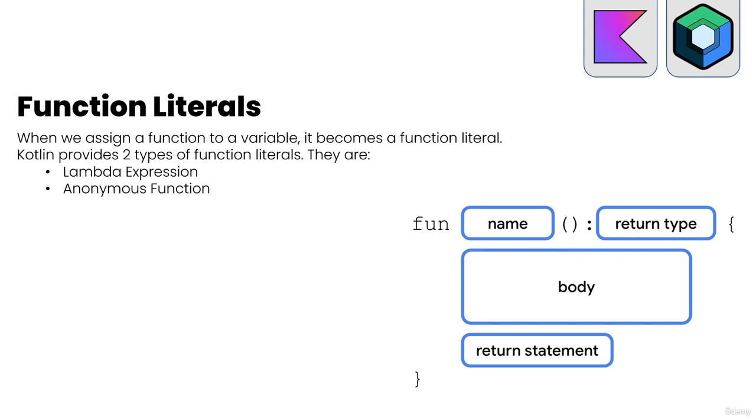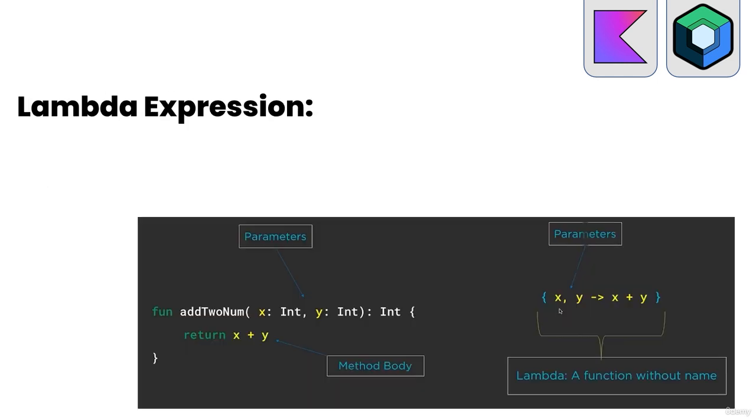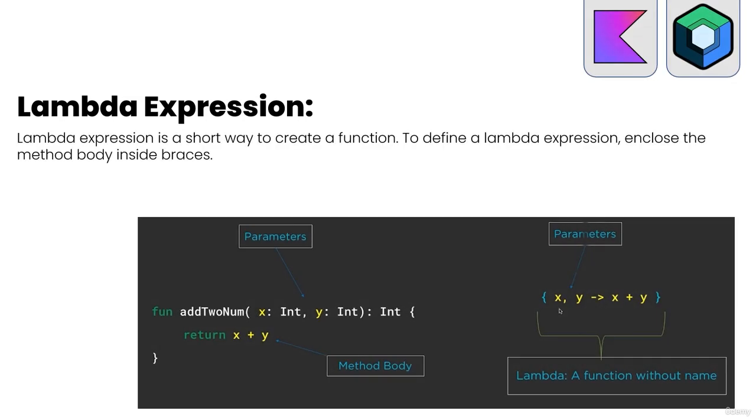The lambda expression is a short way to create a function, and we can see here the function name and the return type. This is the function syntax in general: return type, then the body and the return statement. Let's introduce the lambda expression and see how to write the new form and new syntax of functions and expressions.